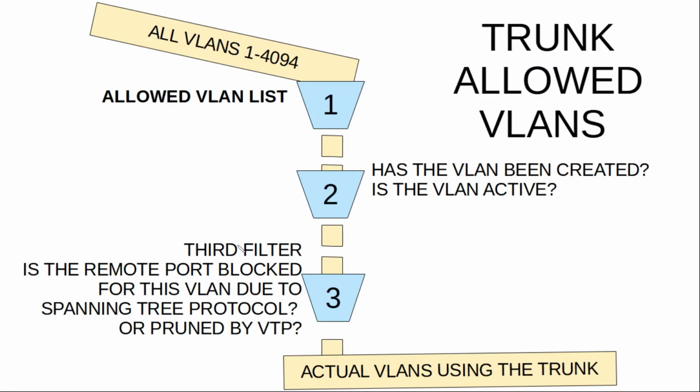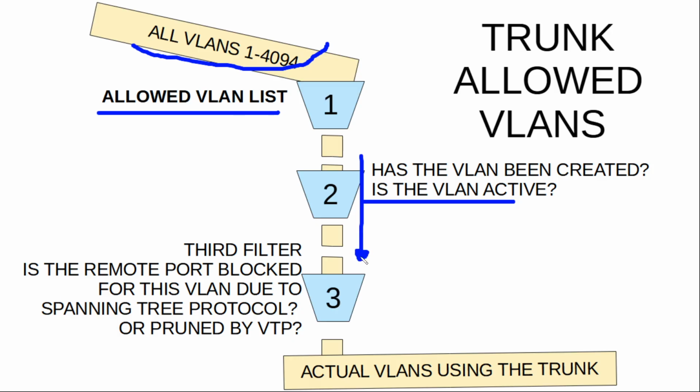So in order to understand this, there is this diagram. All VLANs are available. Then you set up a first filter using your allowed VLAN list. But then another filter is applied to your allowed VLAN list. Have all the VLANs that you established in your VLAN list been created and are active? Only VLANs that are active pass this filter. And then another filter is applied to these VLANs that pass the second filter.